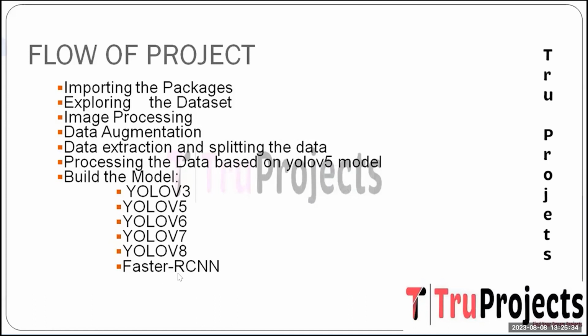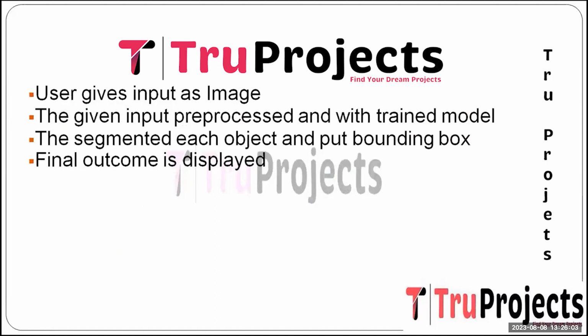And the next one is Faster RCNN. Region Convolutional Neural Network is a two-stage object detection model that involves a region proposal network to identify potential object locations, followed by refinement using a convolutional neural network. In this project, Faster RCNN's proposal-based approach might provide robust detection of airplanes by accurately localizing them within the satellite images. And the next one is where the user gives the input as an image.